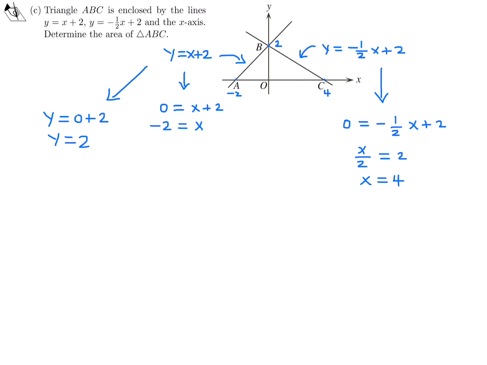So now we can easily figure out the distances. From A to C is going to be from negative 2 to 4, and that is, of course, a distance of 6. From O to B, I should say, that is a distance of just 2. So the area of ABC is 1/2 base times height. The base is 6, and the height is 2, and therefore the area is 6.